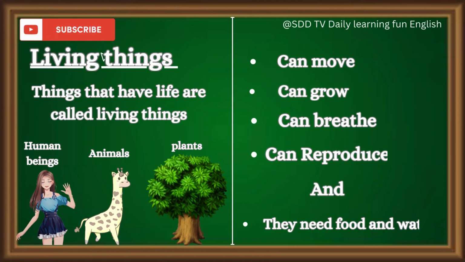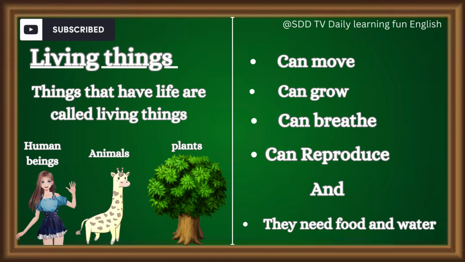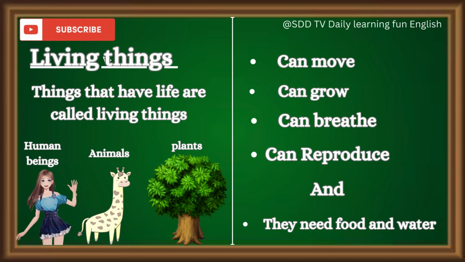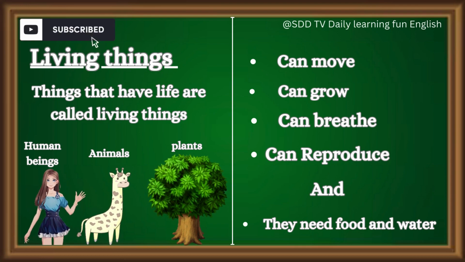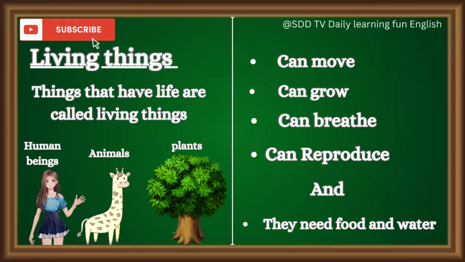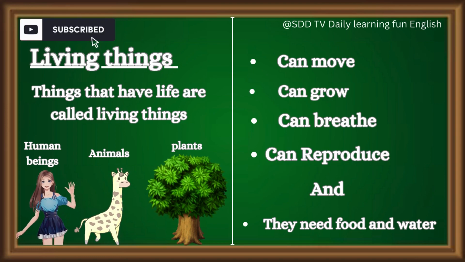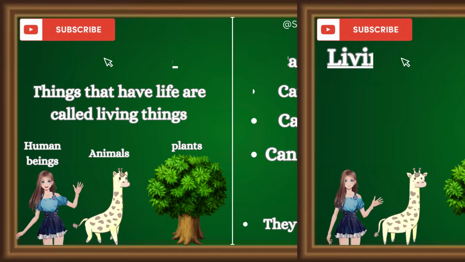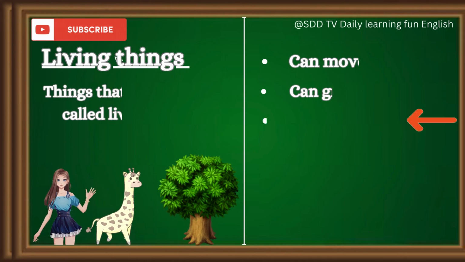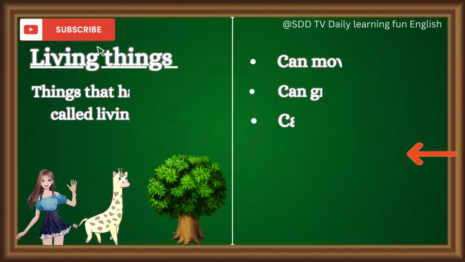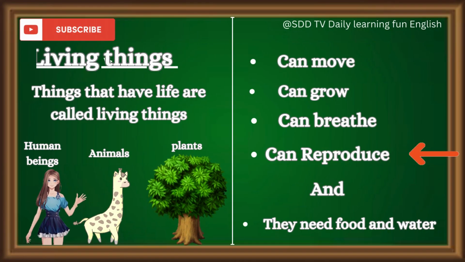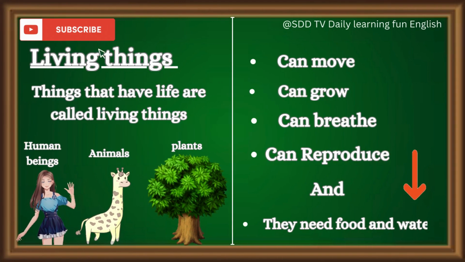Okay, we can check with living things first. Living things that have life are called living things. Okay, for example we can see human beings, animals, and plants. Living things can move, can grow, can breathe, can reproduce, and they need food and water.